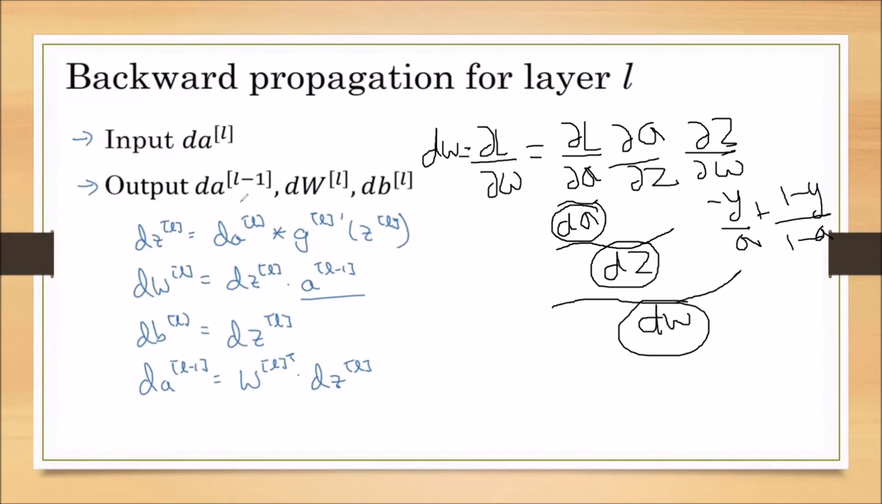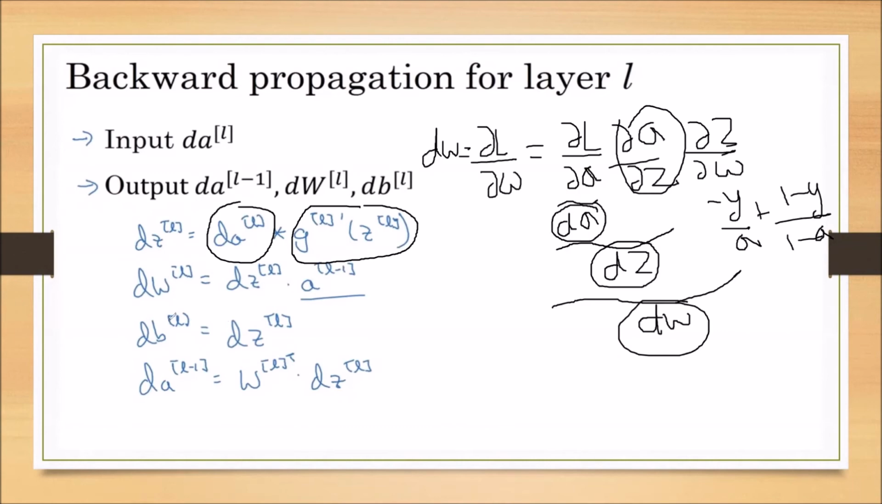So by using this dA, this dA into dou A by dou Z, means we are differentiating that activation function, or we are differentiating that activation unit with respect to Z. So here we are writing the differentiation as G prime. So dZ is the product of dou L by dou A into dou A by dou Z.